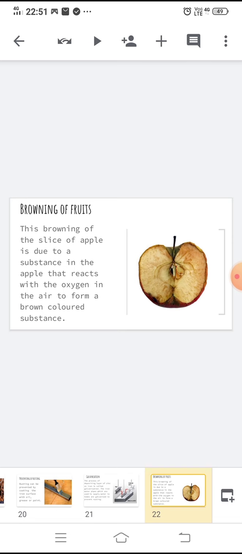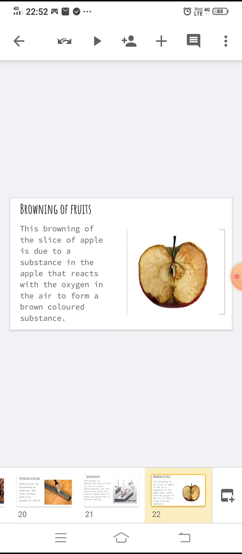Let us revise the topic. What is chemical change? Changes that involve the formation of new substances are called chemical changes. Give some examples for chemical changes. The burning of paper, curdling of milk, cooking of food, digestion of food in the body.